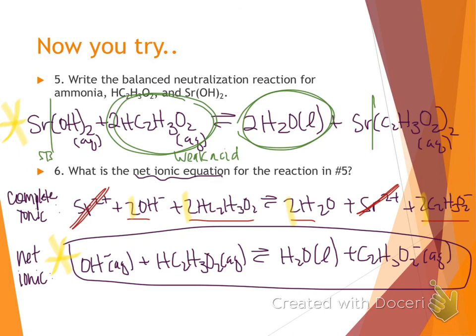When we do get to that net ionic, make sure that we've reduced our coefficients to the simplest ratio and that we have states of matter on everything. So there you have part 1 of our salty salts. Continue on for more.